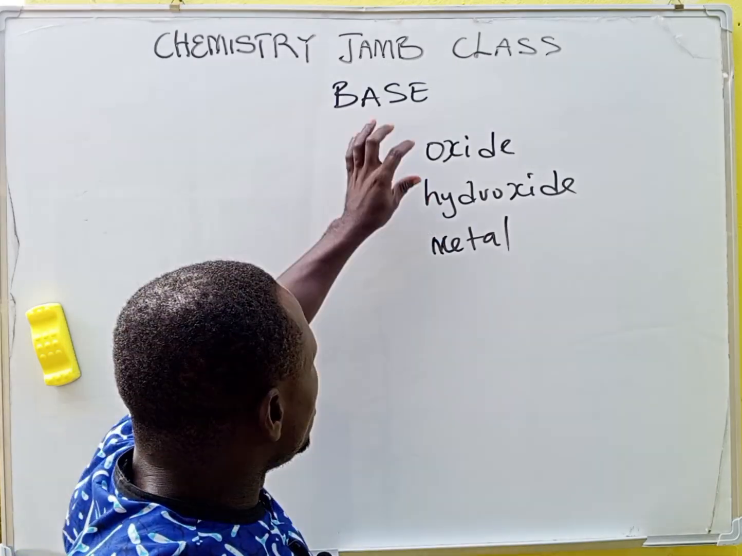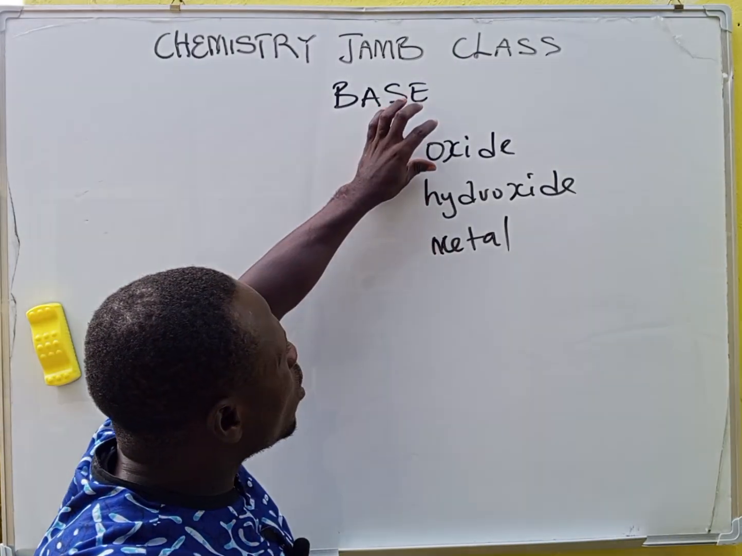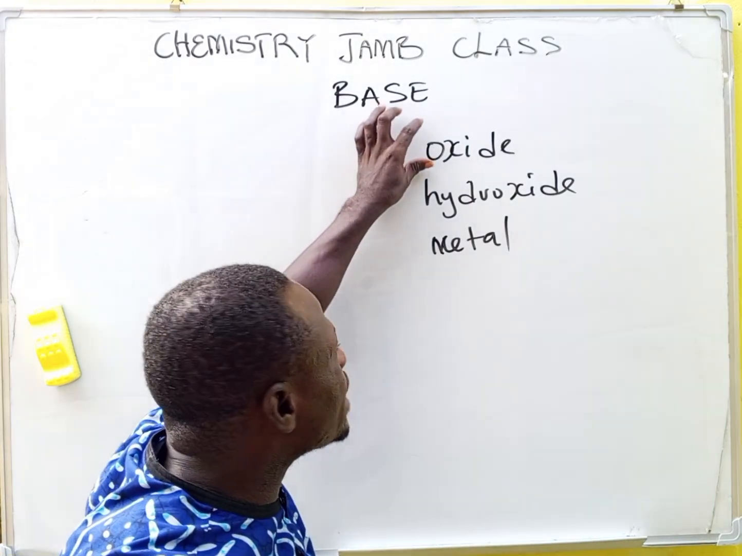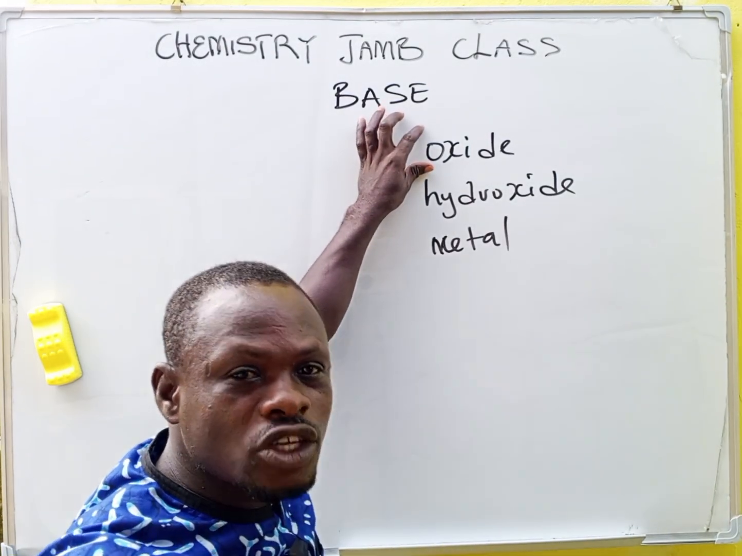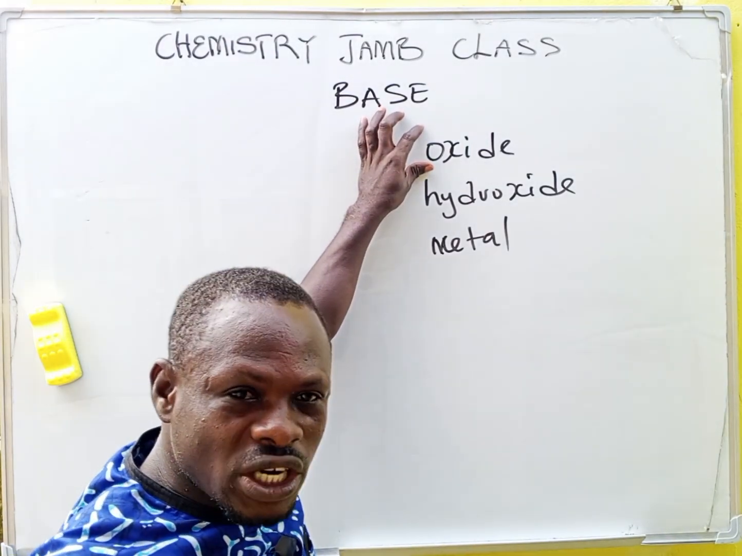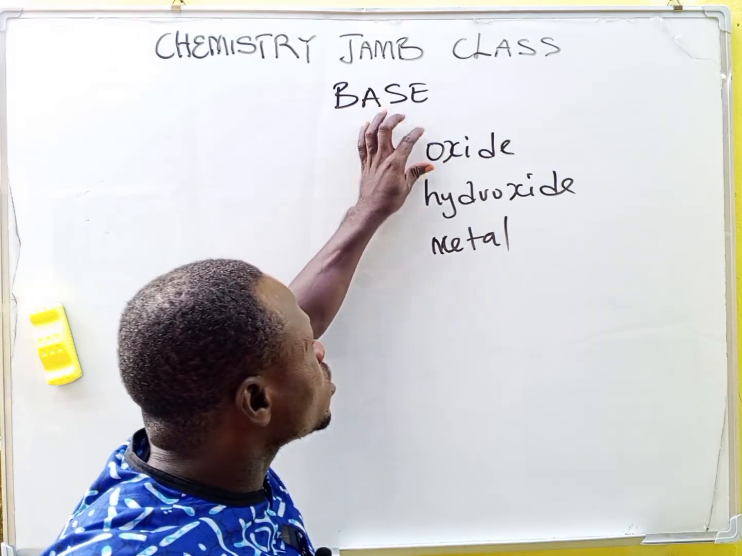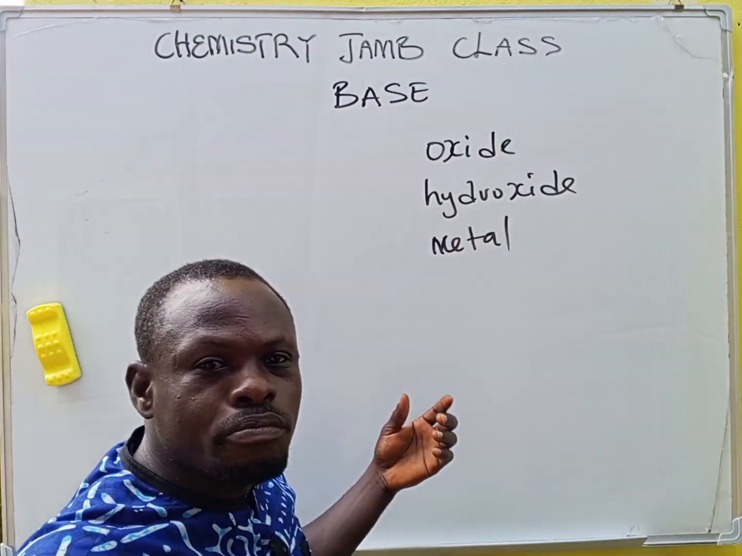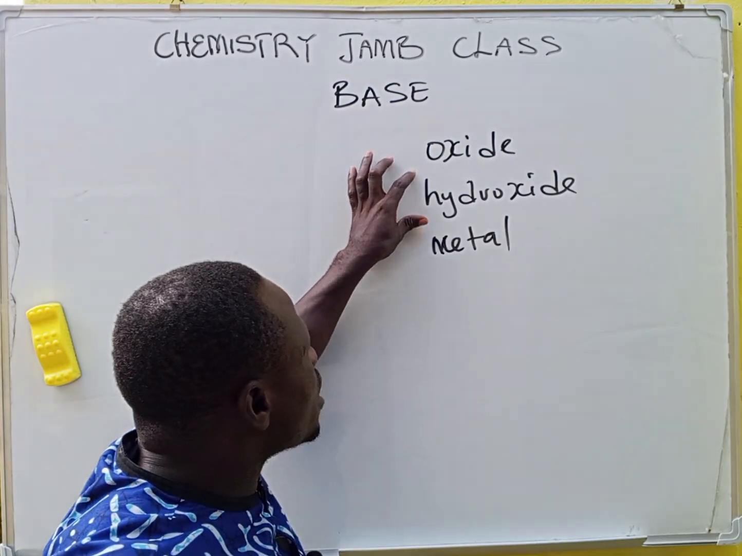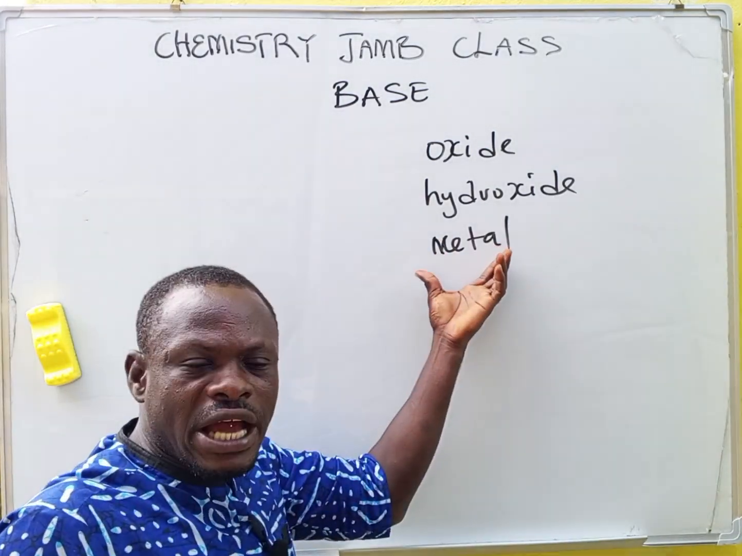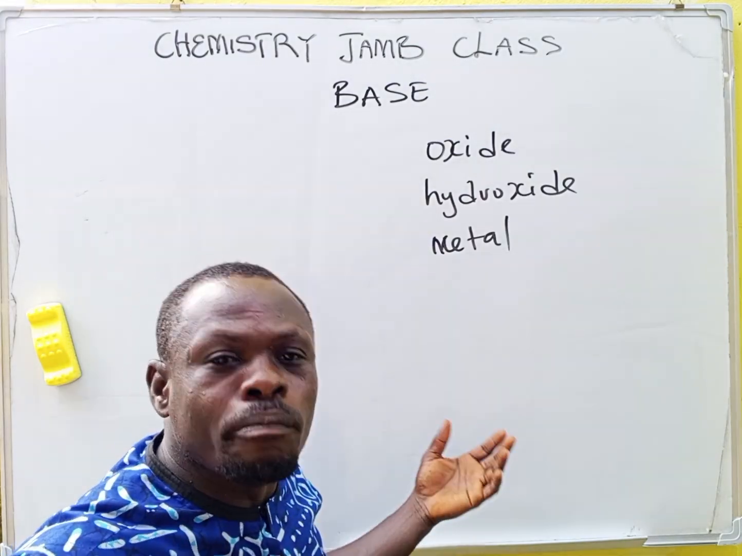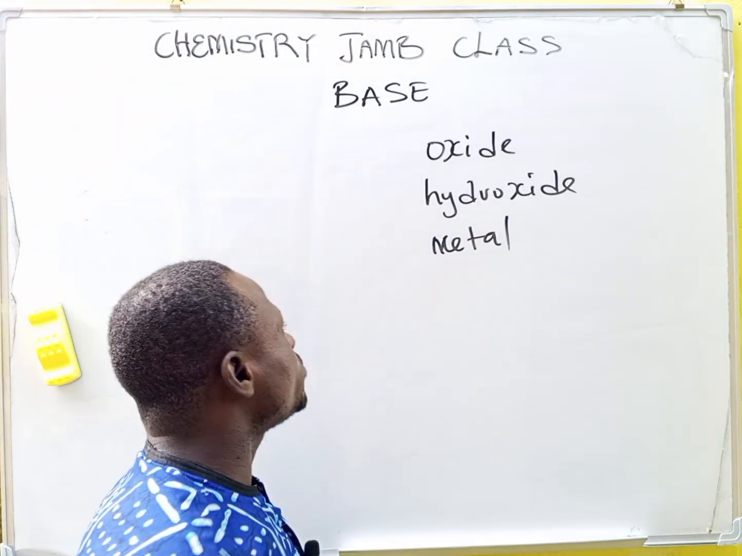What do I mean? Any oxide of a metal is a base. Any oxide, that is oxygen combined with a metal, is a base. Do you understand? Oxide here means oxygen. Oxygen combined with metal is a base. Do you understand? Hydroxide combined with metal, or it could be non-metal, forms what we call a base. Do you understand? How do I mean?